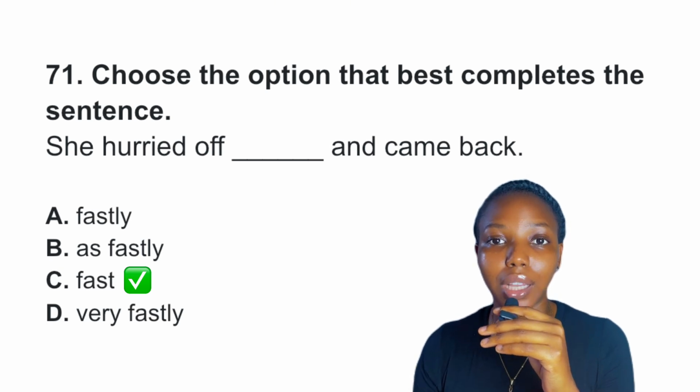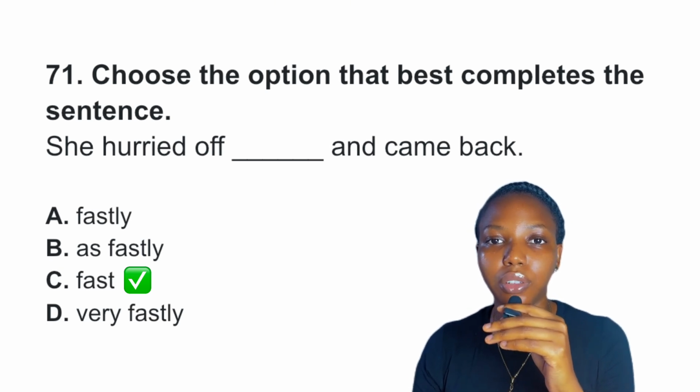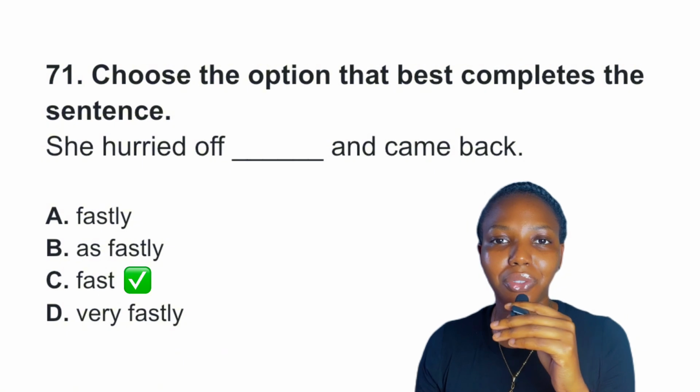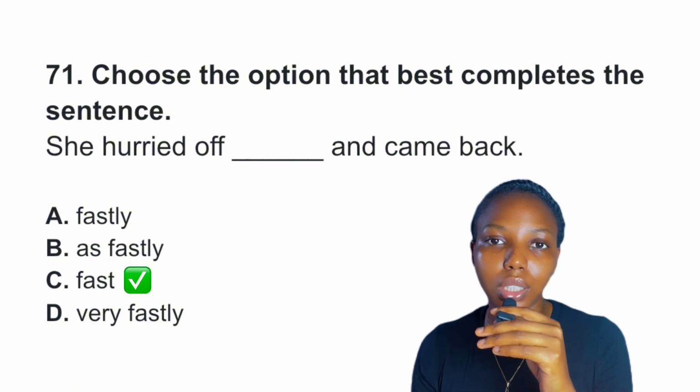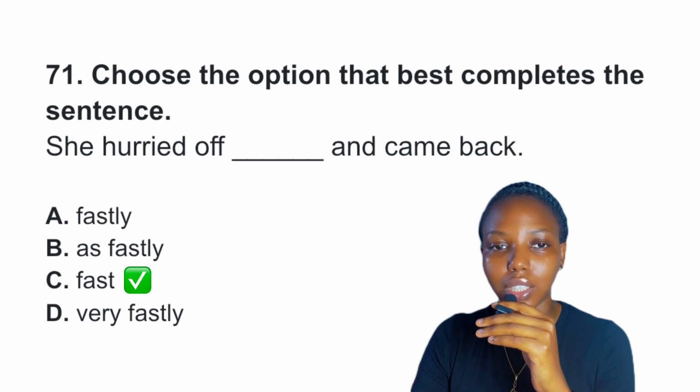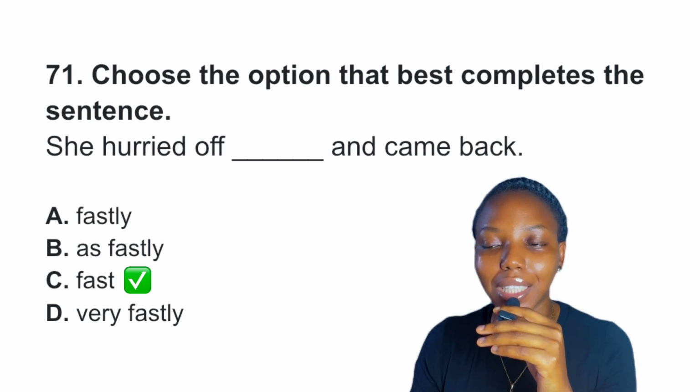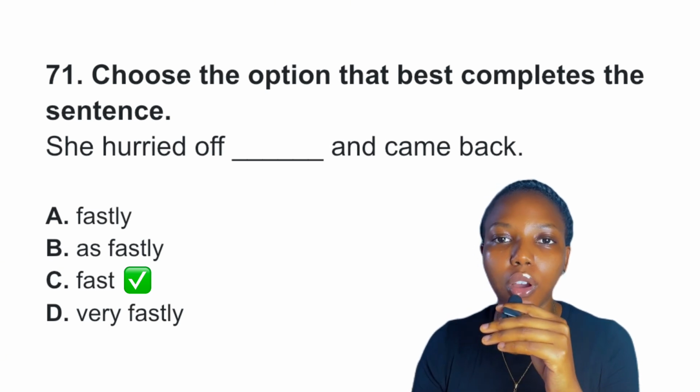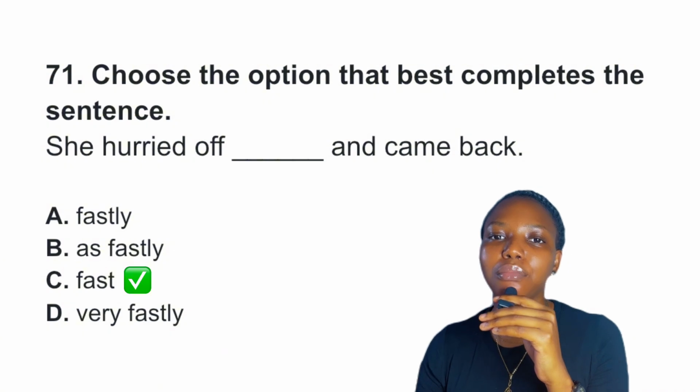We can say very fast, right? Not very fastly. So rather than say fastly, we can say quickly. Quickly is a better word. It's a standard word in the English language, but fastly is not. So option C is the final answer to this question. She hurried off fast and came back.